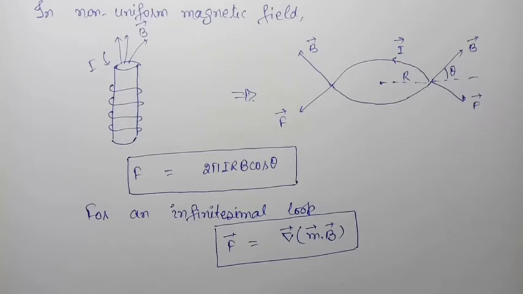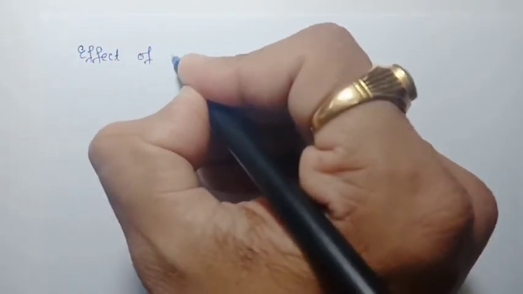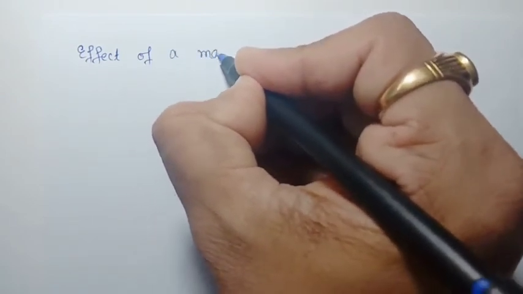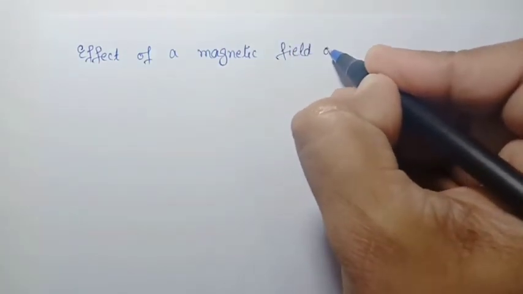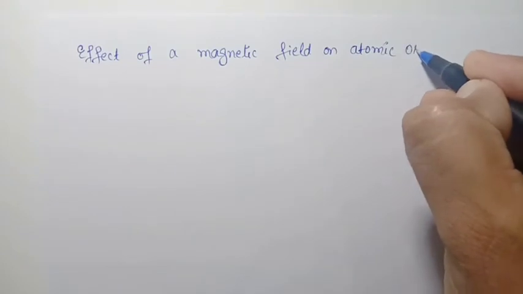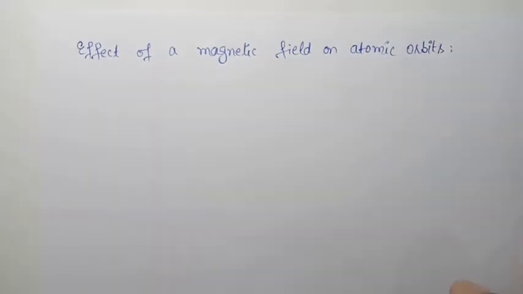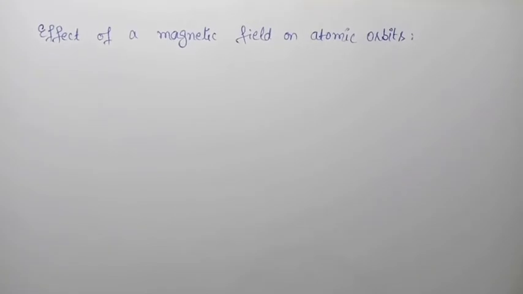So till now we discussed the torque and force on the magnetic dipole. So in continuation of this, next we will discuss the effect of a magnetic field on atomic scale, on atomic orbits. Okay, so now here we are interested to see the effect of magnetic field on atomic orbits.